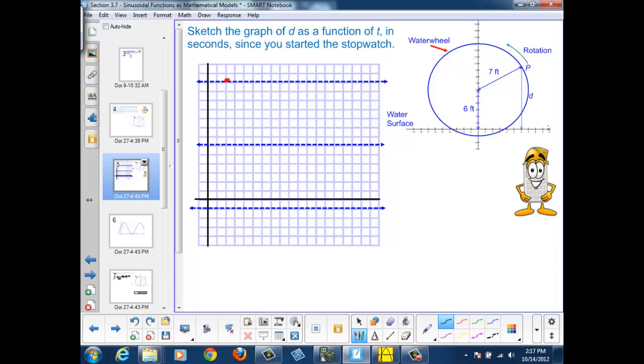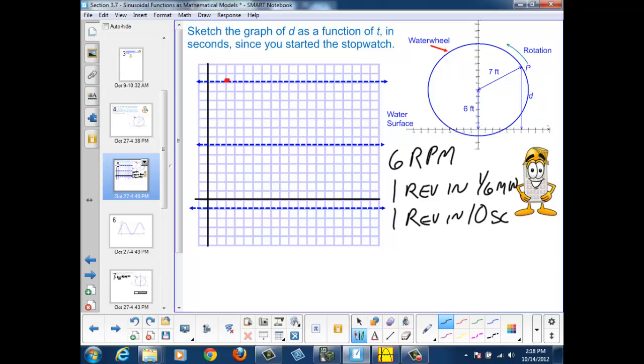Well, we know that we make 6 revolutions per minute. So that's 1 revolution in 1/6 of a minute, which would translate into 1 revolution in 10 seconds. So my next high value would be 10 seconds after my first high value, or right here. That would imply that our low value would be halfway between, or 5 seconds after my first high value.